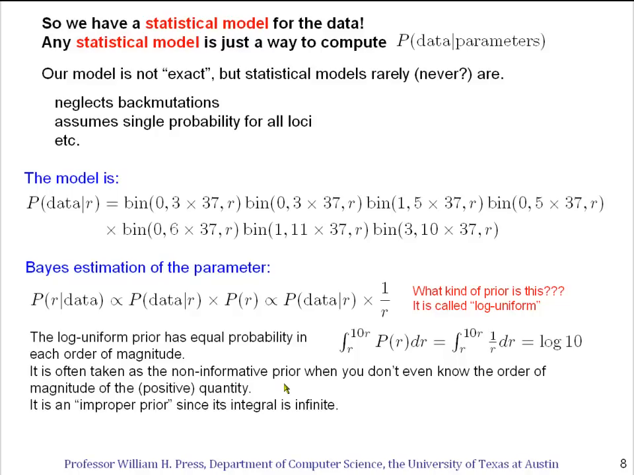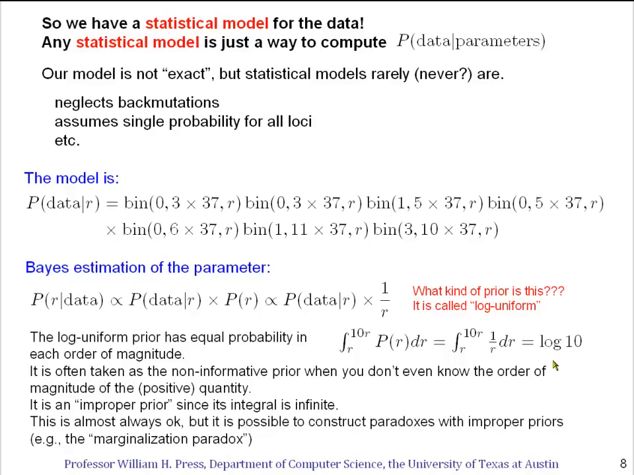It's actually an improper prior because you can't do the integral from 0 to infinity of this. You get infinity here. And it's almost always okay to use improper priors in Bayes. It turns out it is possible to construct paradoxes with improper priors. One of these is called the marginalization paradox, so you can look that up on the web if you're interested in it.